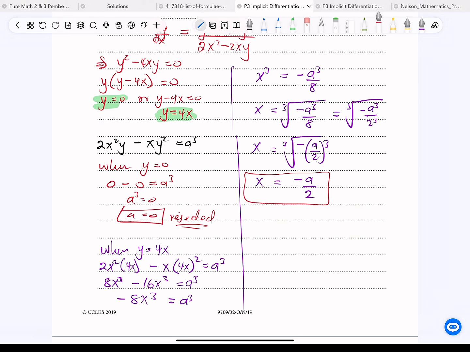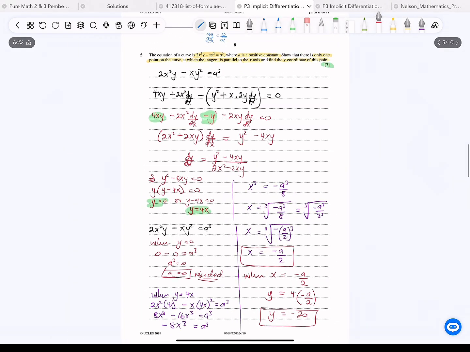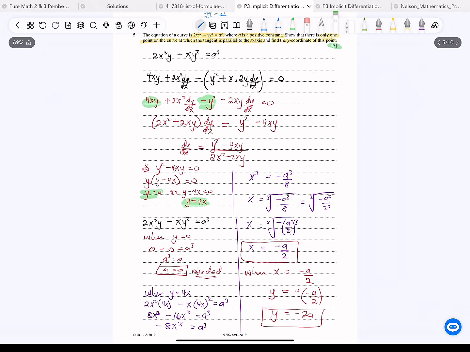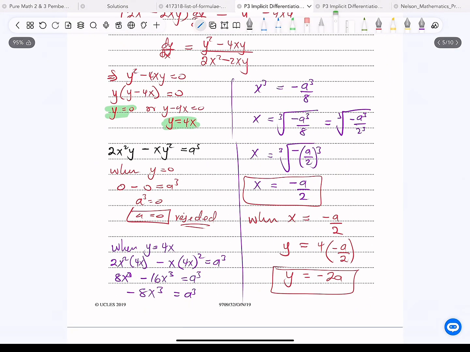Now they said we should go ahead to find a y value. So when x equals negative a over 2, y must be 4 into bracket negative a over 2, and y will become negative 2a. And we're done with the question. So it was that simple. Some of us wouldn't reject this one because we will forget that they said a is a positive constant. So we need to read the question carefully so that something that we need to reject, we will reject and we will be good.